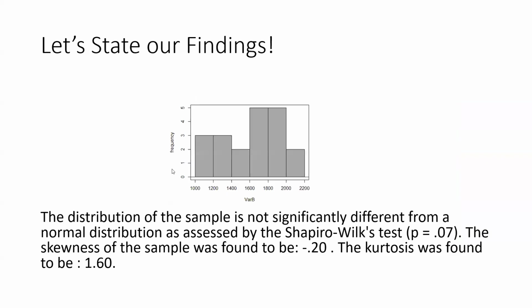So let's state our findings. The distribution of the sample is not significantly different from a normal distribution as assessed by the Shapiro-Wilk test. There's our p-value from that test. The skewness of the sample was found to be negative 0.20, and the kurtosis was found to be 1.60. And here is our histogram. So this statement, as far as the distribution of the sample, is not significantly different from a normal distribution as assessed by the Shapiro-Wilk test, p equals 0.07.